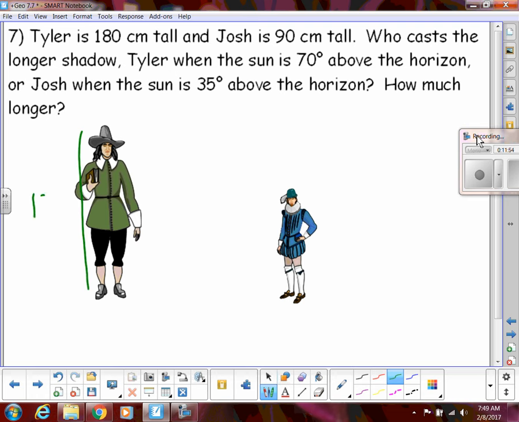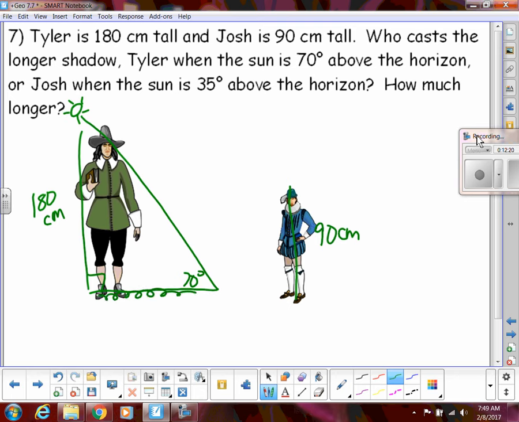He's 180 centimeters tall, and Josh is 90 centimeters tall. Who casts the longer shadow? Tyler when the sun is 70 degrees. Okay, so Tyler has his own sun, right? And his sun is at 70 degrees. So we want to know about his shadow. So this is what we're trying to find.